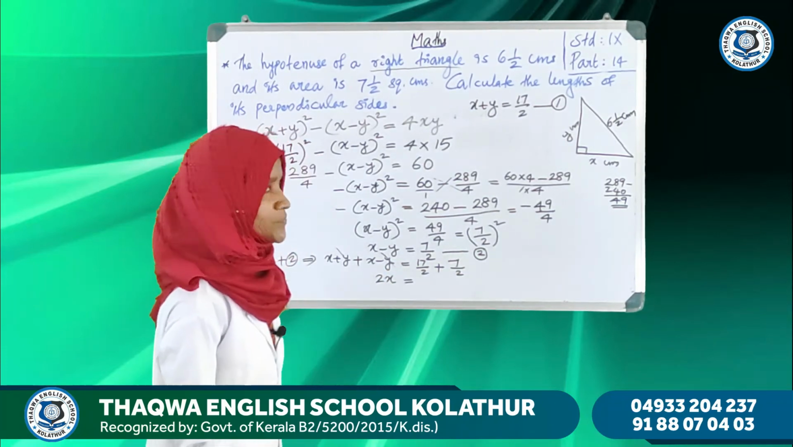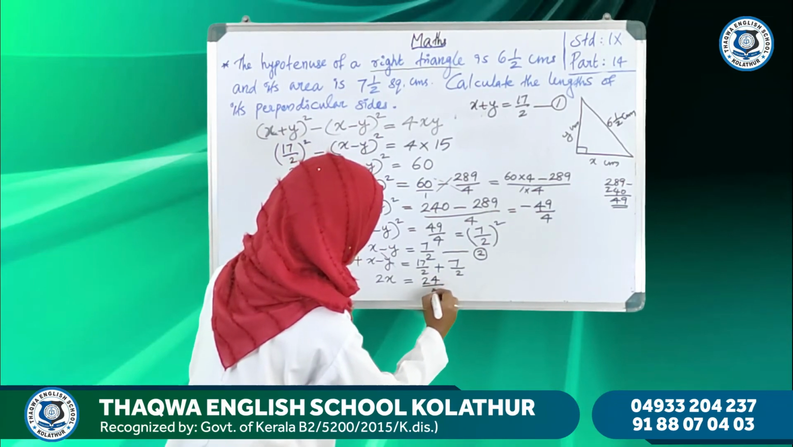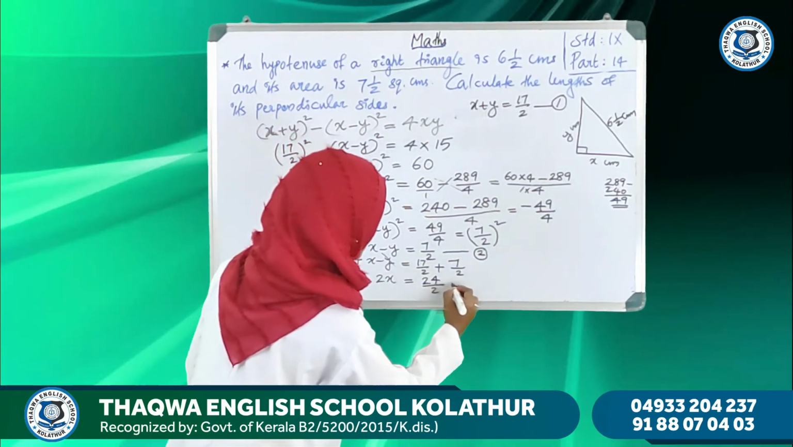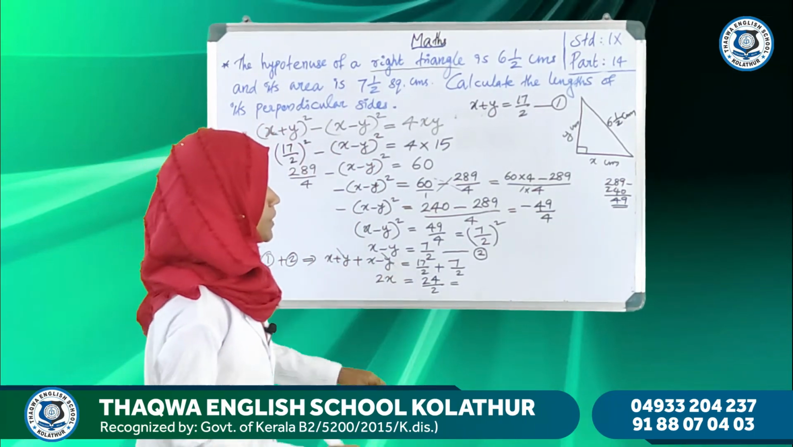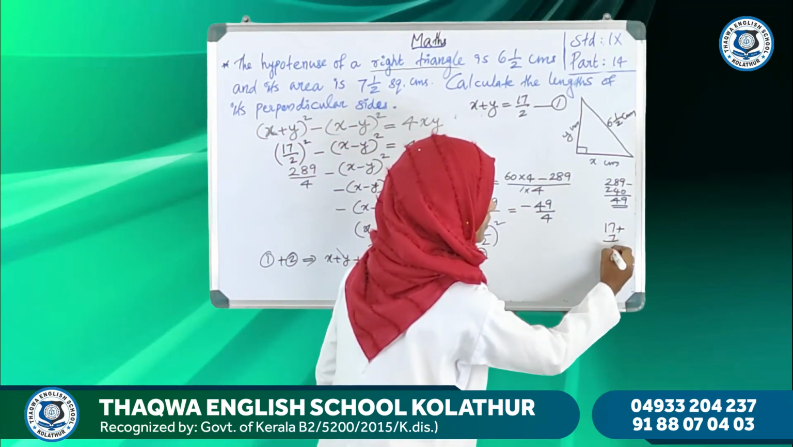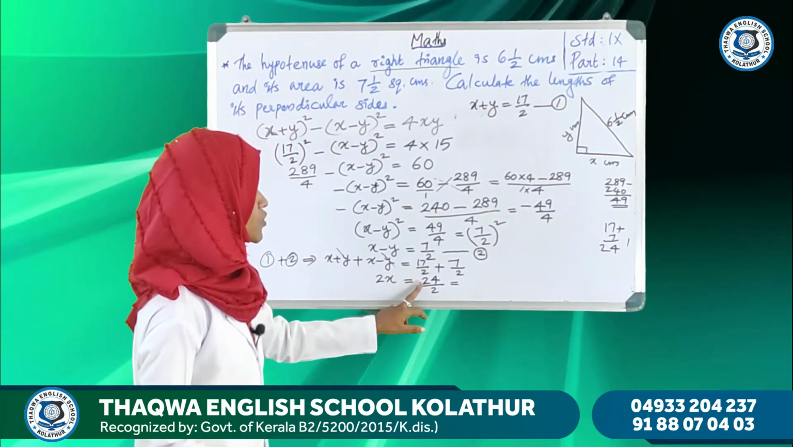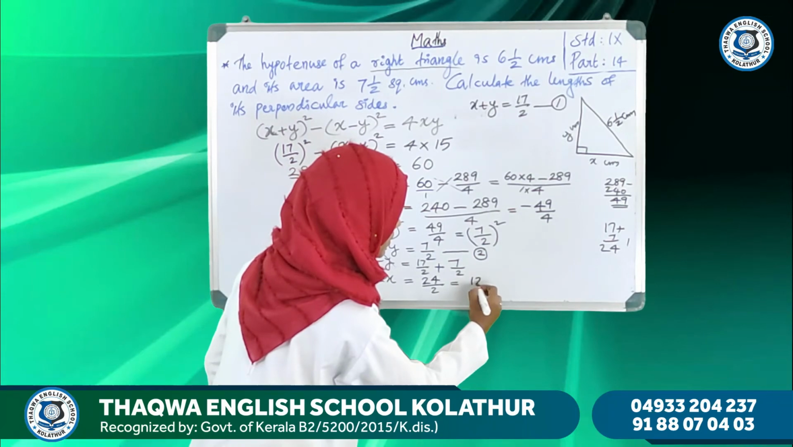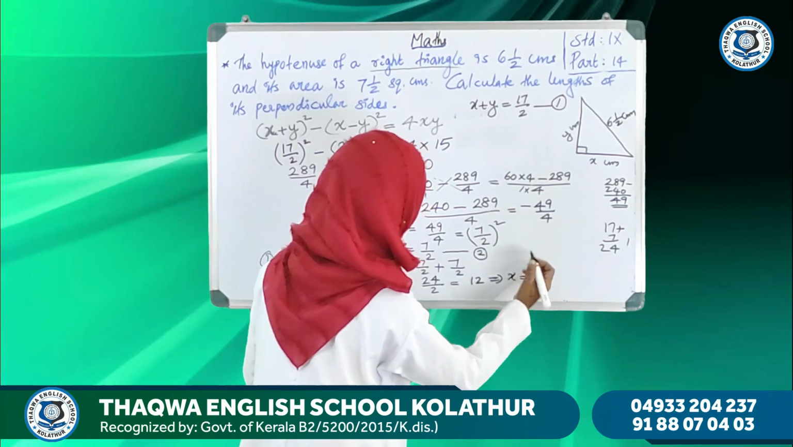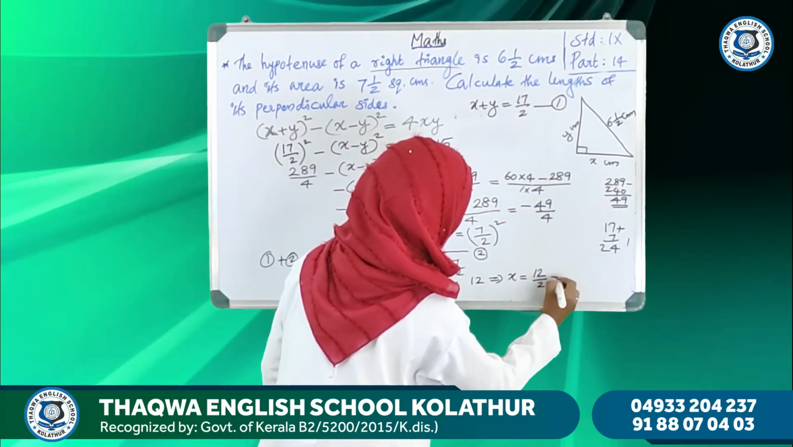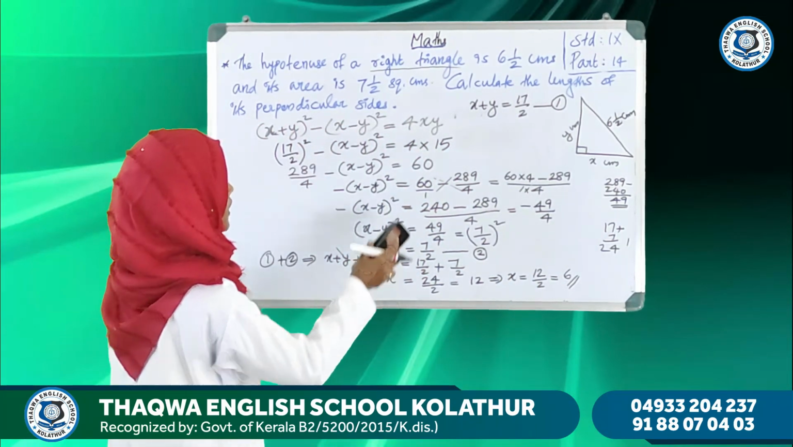X plus x, 2x equals, here denominator is same, it is 2. 17 plus 7, 24 by 2. That is 24 by 2. 17 plus 7, 14, then 24. So 24 by 2. 2x is 24 by 2. That is 12. So what is the value of x? X is 12 by 2. That is 6.